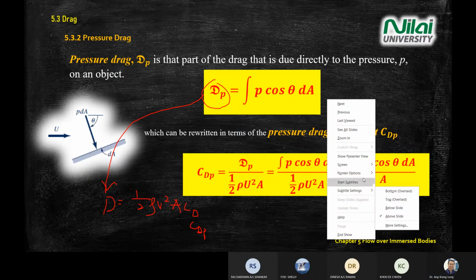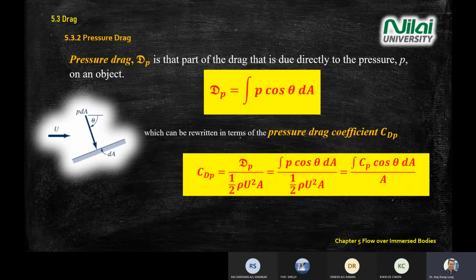CDP means pressure coefficient, the drag coefficient under the pressure category. Okay. And you can look at the derivation in my slides.